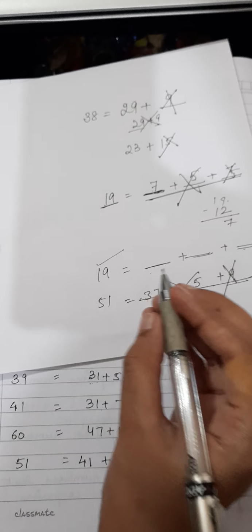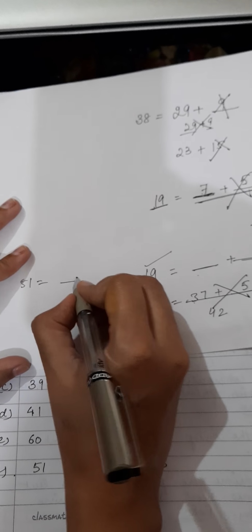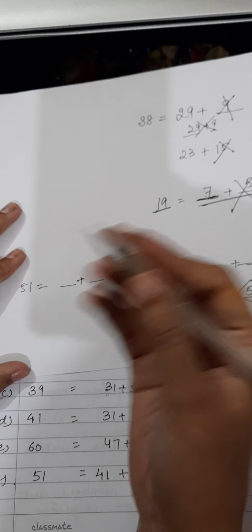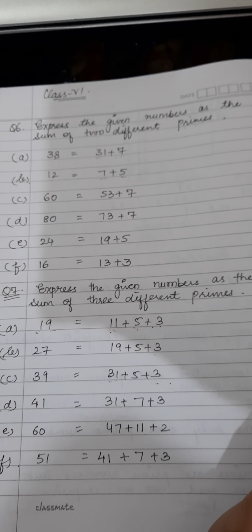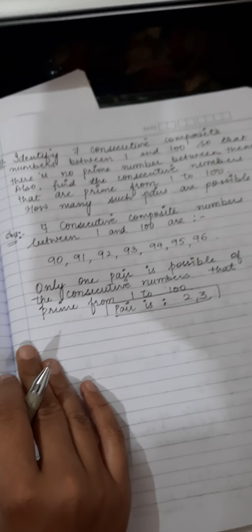Now I am going to consider something else. Likewise, you are going to hit and then try. You are going to try different numbers, and in such a way you are going to get these numbers. Okay, so this is your question number 7. Now let's move to question number 8.